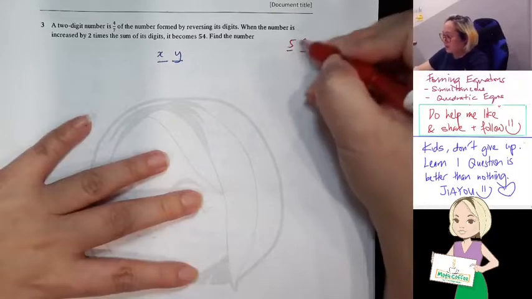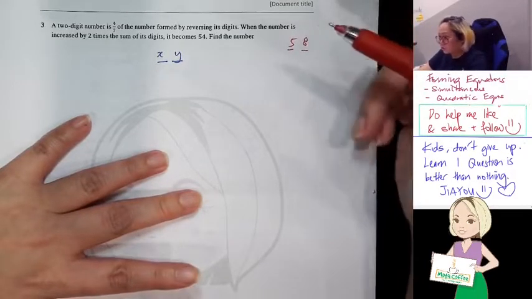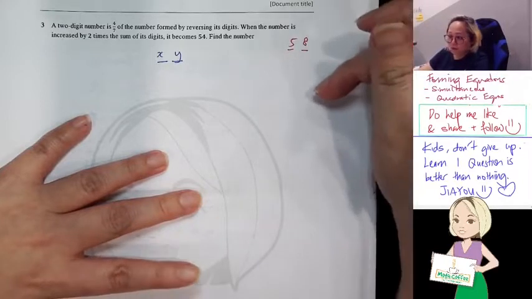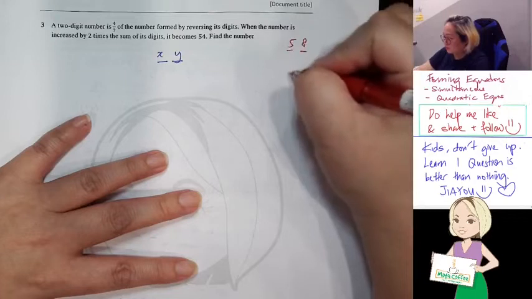Okay, what is the value of 5 in this number? It's sitting in the tens place, right? So the value of 5 is 50.